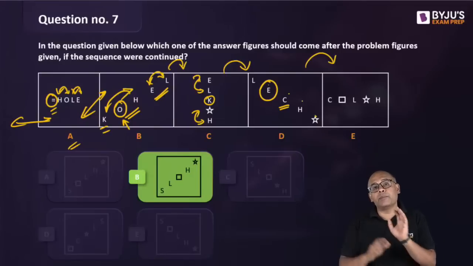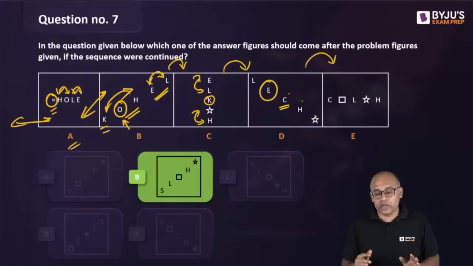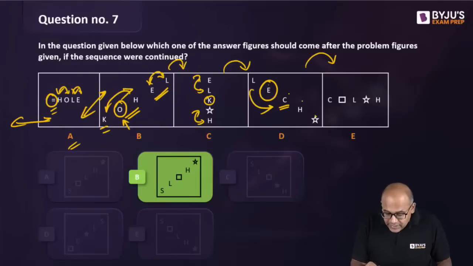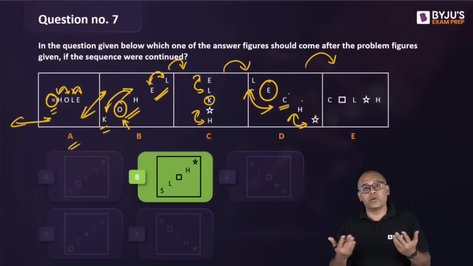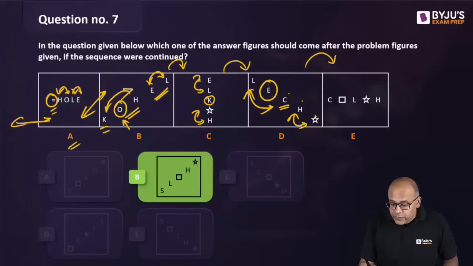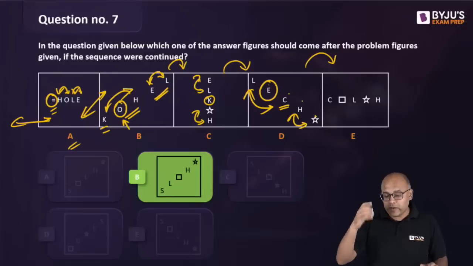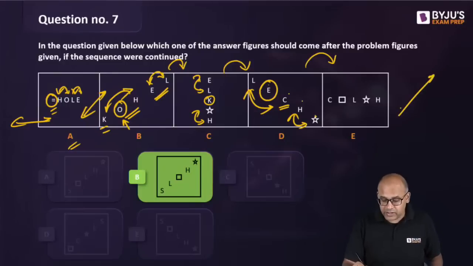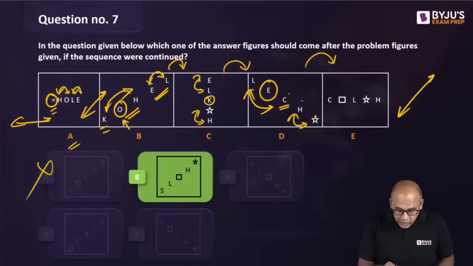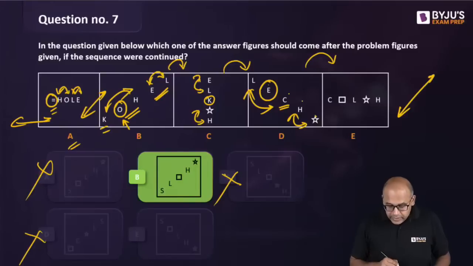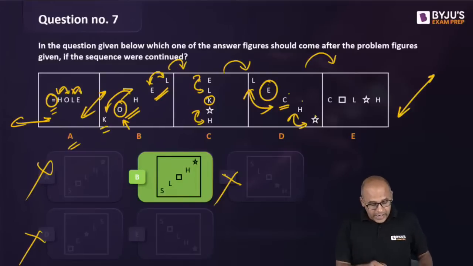E should go, and in the place of E, some new symbol should come. And then L and C should interchange. You can see they are interchanged. H and star should interchange, which is what has happened. Now the next figure, every time you're moving counterclockwise direction, so this should be in this direction. So clearly A is wrong, clearly D is wrong, clearly C is wrong, and E is wrong.